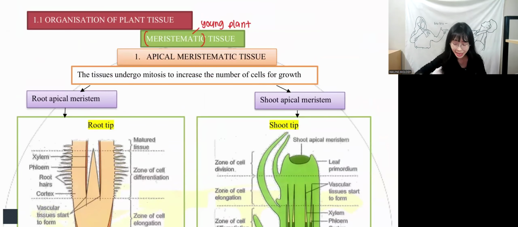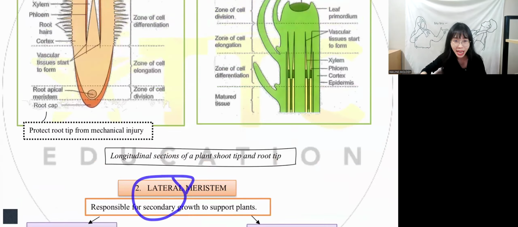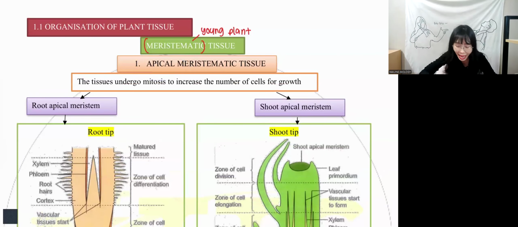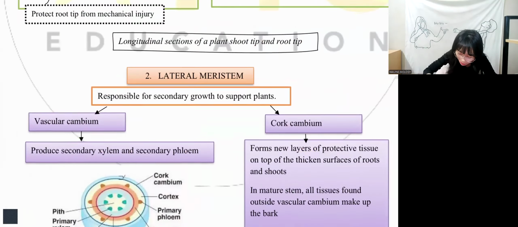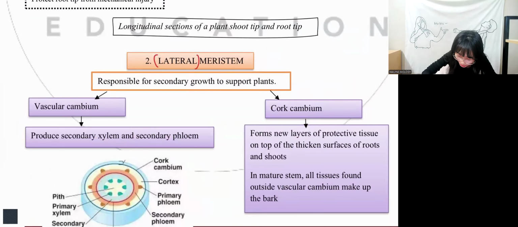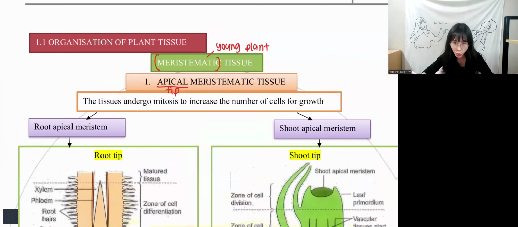We have two different examples here: apical meristem and lateral meristem. What does apical mean? Apical means the tip. Lateral means the side. So we have tip and side.